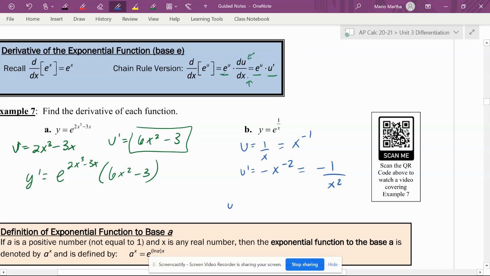So y prime equals e to the u, or in this case, e to the 1 over x times negative 1 over x squared. Let's simplify this a little bit more. So you would have negative e to the 1 over x, all over x squared. And that's our y prime.